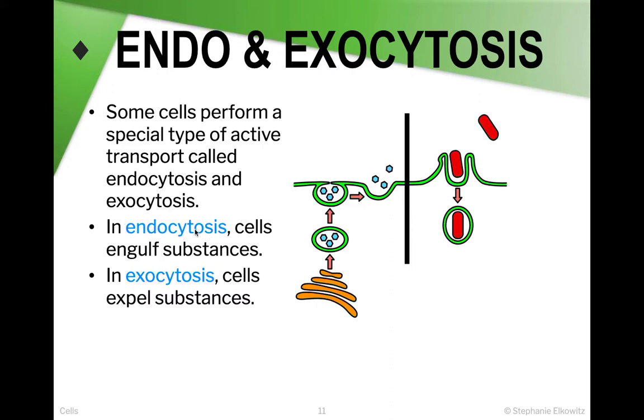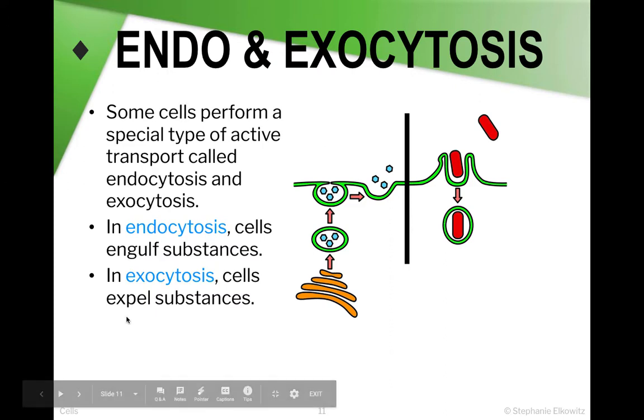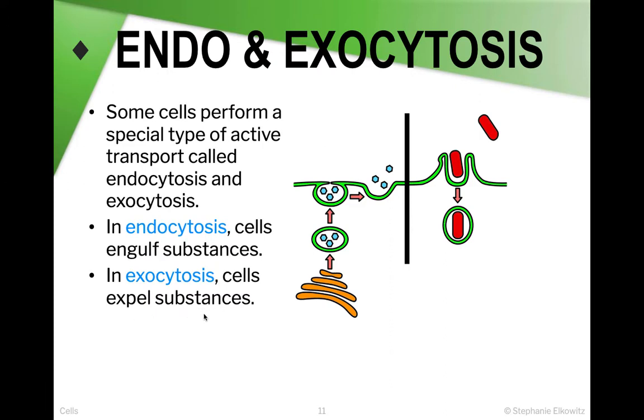In endocytosis, cells engulf substances. So engulf means to wrap around, okay, to completely take over. This is to engulf. In exocytosis, cells expel substances or things. So expels means to push out, to get out. Okay, so we're going to talk about three types of endocytosis and one type of exocytosis, okay?